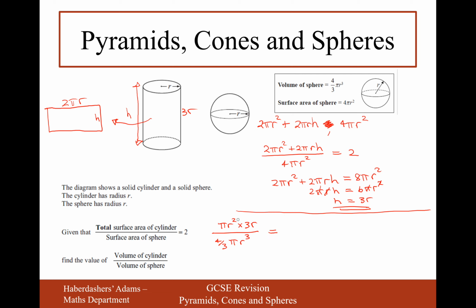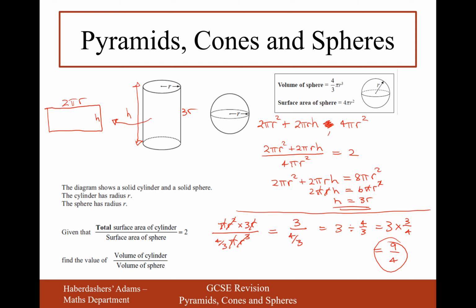So if we cancel out the r's on the top and the bottom, we've got 3 on the top and 3 on the bottom. Cancel out the pi's on the top and the bottom. That's going to leave us with 3 over 4/3. And now we're just dividing fractions. 3 divided by 4/3. So how do you divide a fraction? You kiss and flip. So 3 times 3/4. That's going to be 9 over 4. So 9 over 4 is the answer for this question here.